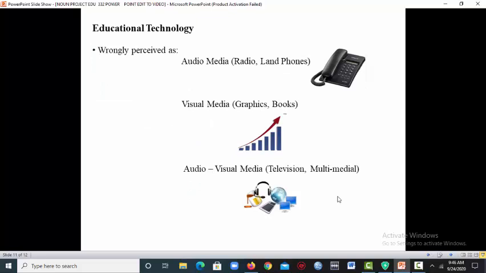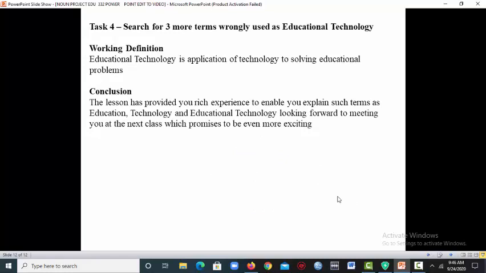Educational technology has been wrongly perceived to mean audio media, radio. They think it's audio media, they think it's a visual media, they think it's audiovisual. All these are also wrong perception of what educational technology is. So if it is not audio, it is not visual, it is not audiovisual, then what is educational technology? From what you have been exposed to in this lesson, we have observed that education and technology will give us the correct meaning of what educational technology is all about. So educational technology is application of technology to solving educational problems.